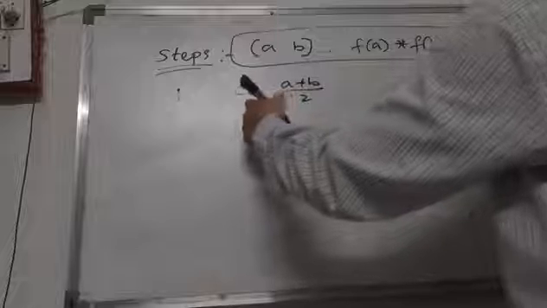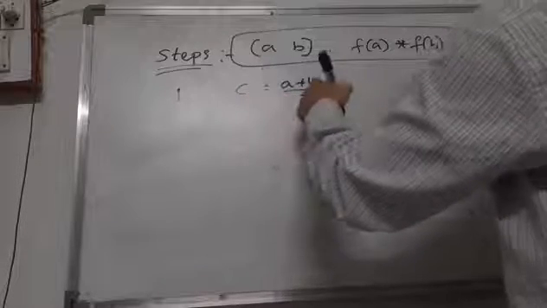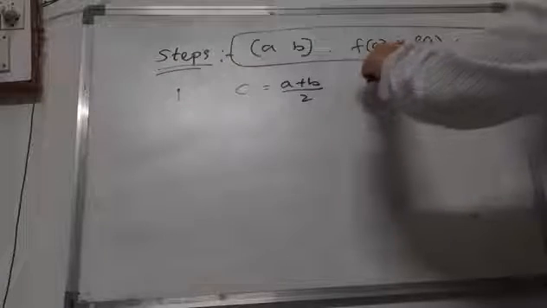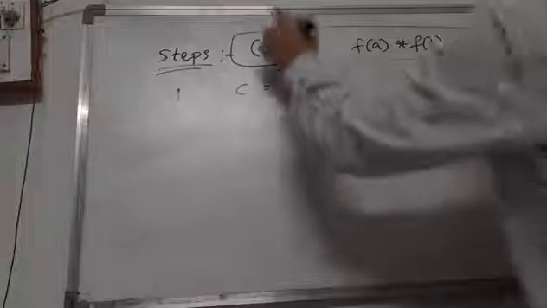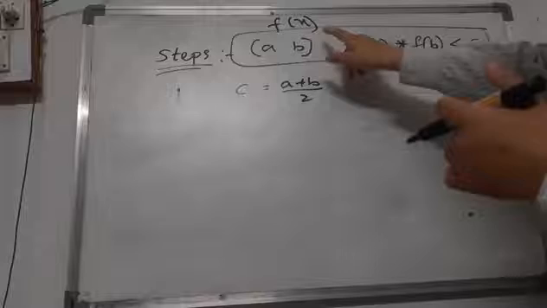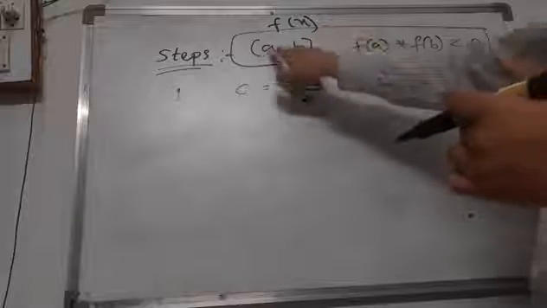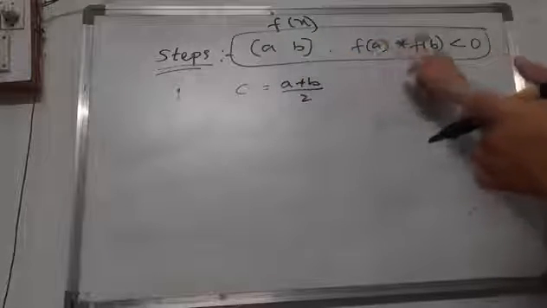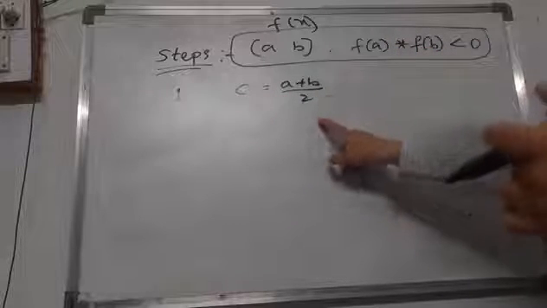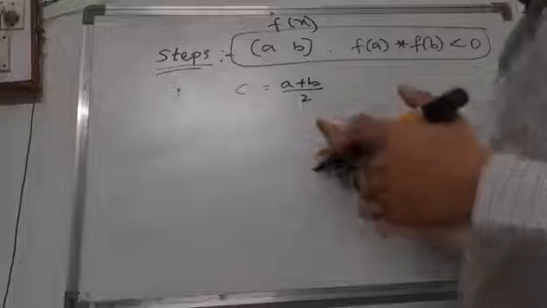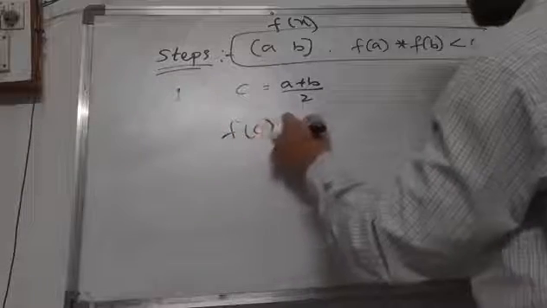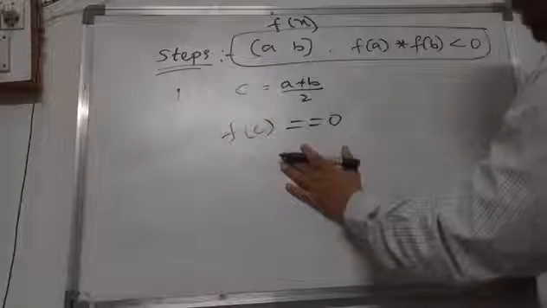Next, the second condition, we have to take C equal to A plus B by 2, and this C is going to be substituted in the f of x function. We have pre-assumed the function first of all. That function will be a transcendental function or algebraic function. In that you have to take two values A and B, and test that their product should be less than 0. Then you have to find C equal to A plus B by 2, the mid value. After finding this mid value, you have to check whether the function at C is equal to 0 or not. You have to check.